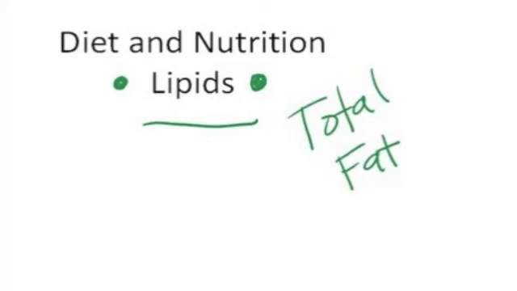Lipids in general get a bad rap. They are the first macronutrient listed on the nutrition facts label underneath the total number of calories, and it's listed as total fat on the nutritional facts label. Total fat, they're talking about that macronutrient that we call lipids.